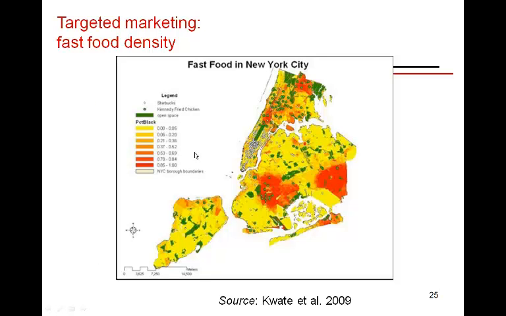Also targeted fast food marketing. Here you have the contrast between Kentucky Fried Chicken, the green dots, and the white dots are Starbucks, and you can see there's a very non-random distribution in the location of these fast food outlets. Interesting to call Starbucks a fast food outlet.